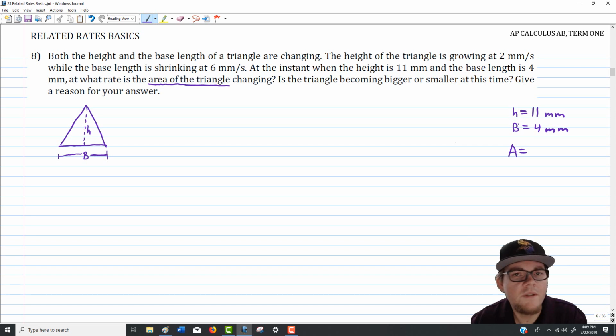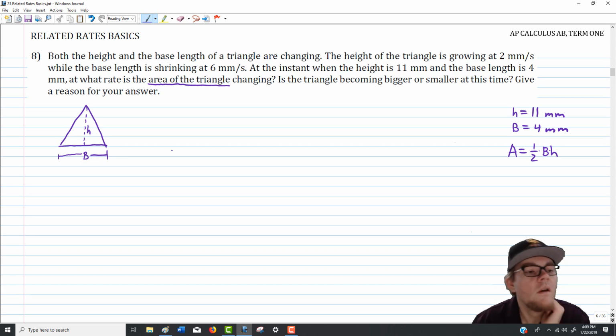Well, think back for a second. What is the area of a triangle? Well, it's going to be 1/2 the base times the height. So there is the relationship that represents our area. Our job is to figure out the rate at which that is changing. So that's going to be our final move here, to plug in stuff after we differentiate.